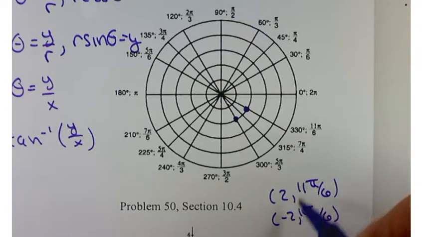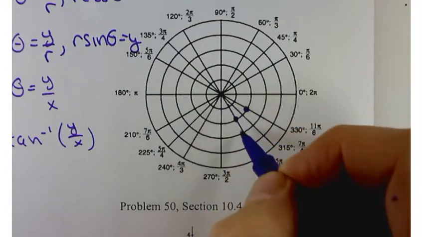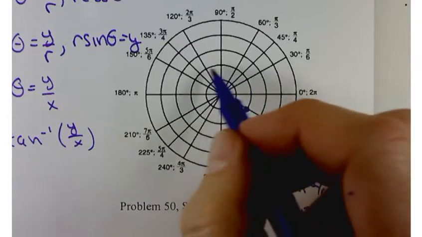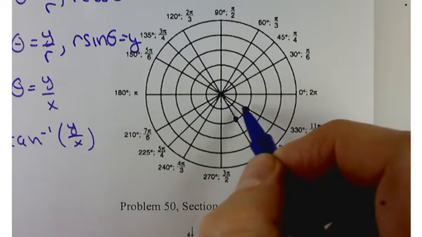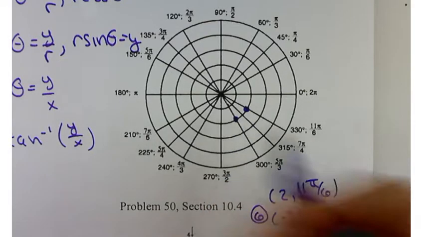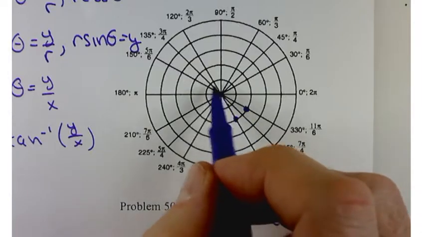To account for a negative radius, instead of moving out in the direction of your angle here, you're going to move 180 degrees in the opposite direction. So the actual point here for problem number 6 would be along this line right here, 1 and 2.